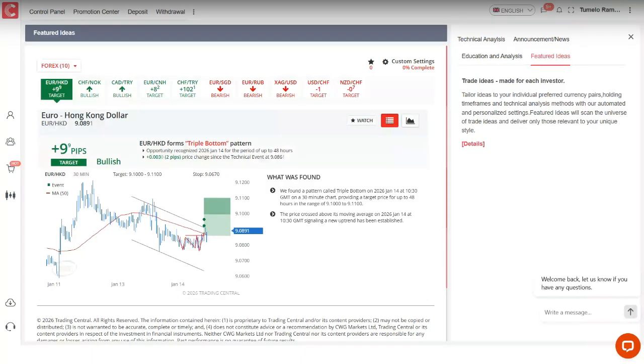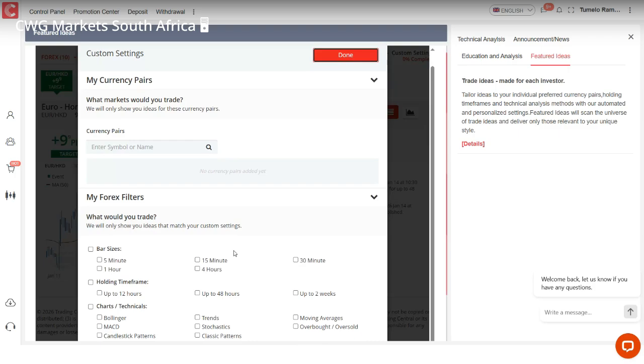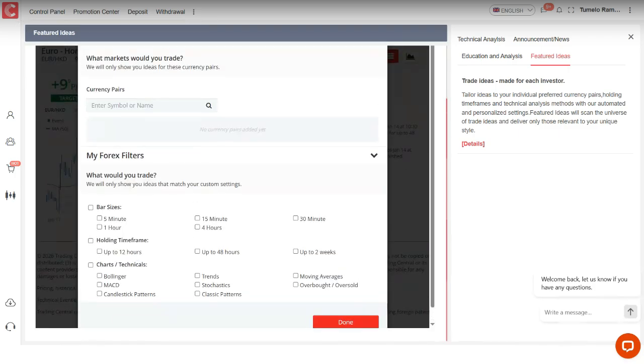So how that works is, for you to customize what sort of opportunities you want to look for, all you simply need to do is click on where it says Custom Settings at the top over here. You click on Custom Settings, and what that does is it will bring up your personal settings for you to adjust in terms of what symbols you want to look for and what specific setups and timeframes this applies to. So basically, we've got your currency pair. You can select which currency pairs you want Trading Central to provide signals for you.